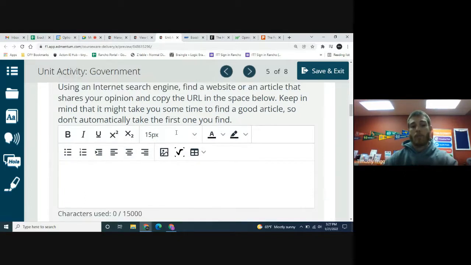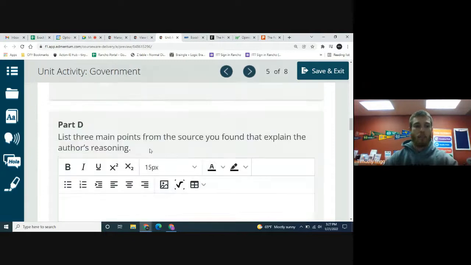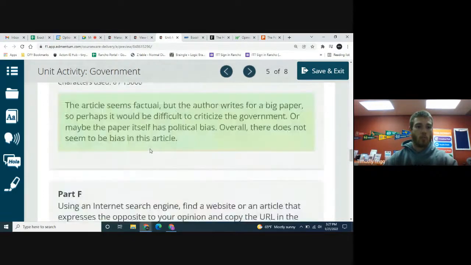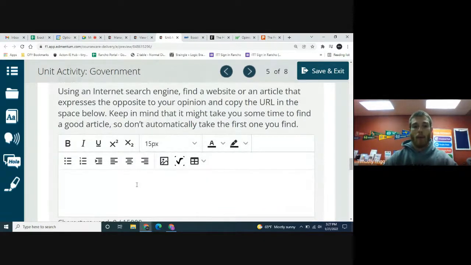However, we're also going to have to find an article that disagrees with what we put. So part C and then part F basically are opposites. One of those is asking you to find an article that you agree with, and one asks you to find an article that you disagree with. So either way, we're going to have to find an article that says that government spending is good, and then one that says government spending is bad. So I just Googled those two things, and here's a couple of articles I found.